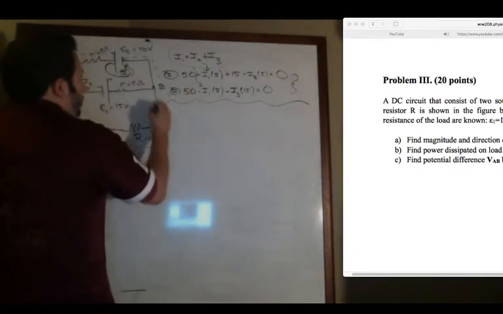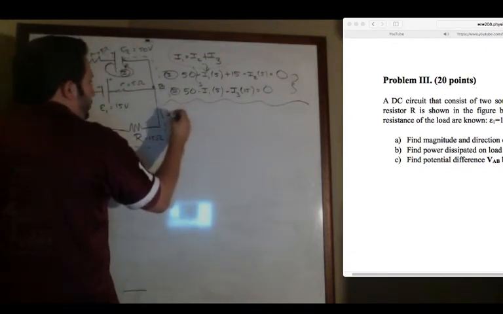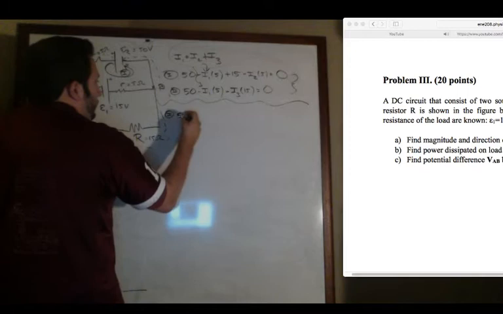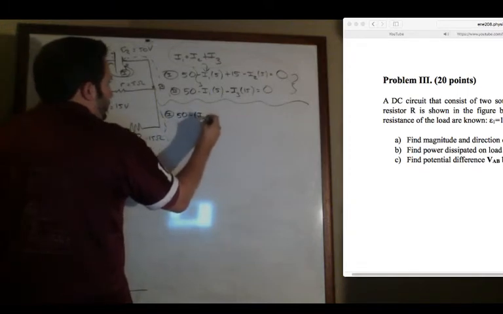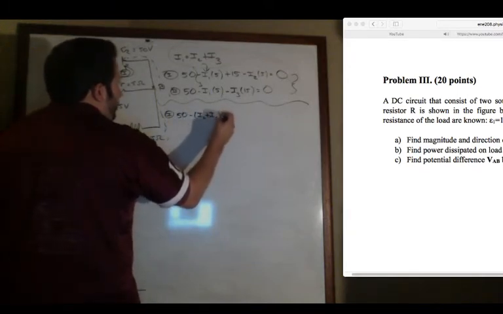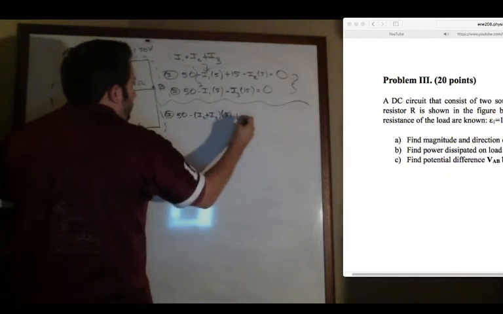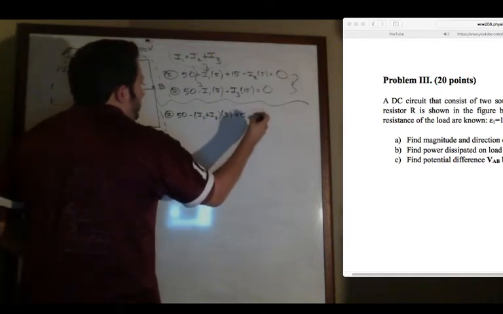Redoing loop 1, so this is loop 1 once again, we're going to go 50 minus (I2 plus I3) times 5, plus 15 minus I2 times 5 is equal to 0.